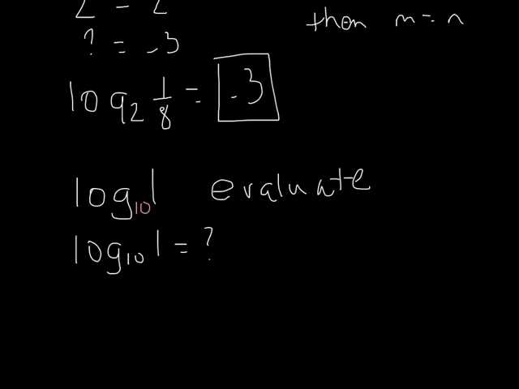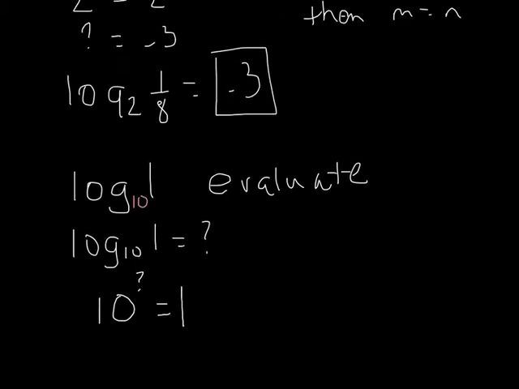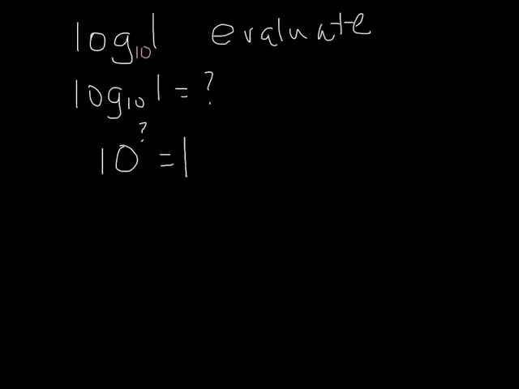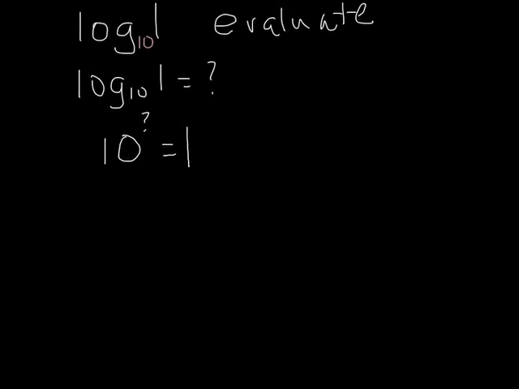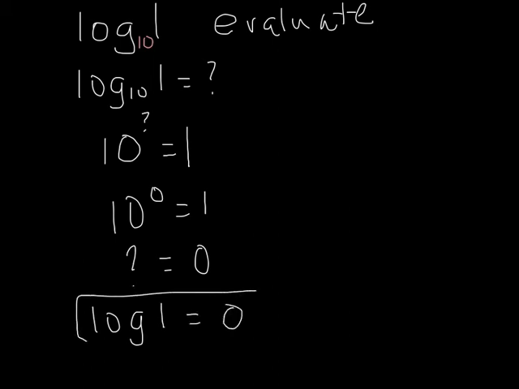So the base raised to the question mark is equal to the 1. So what does the question mark have to be? Well, remember, anything to the 0 power is 1. So if I had 10 to the 0, I'd have 1, which tells us that the question mark must be 0. So the solution to the problem, log base 10 of 1, is what? Well, it's 0.